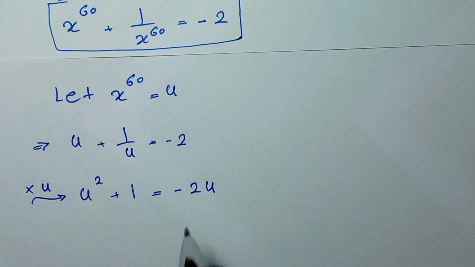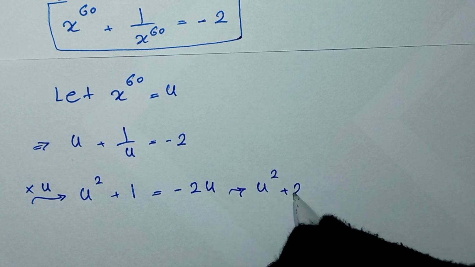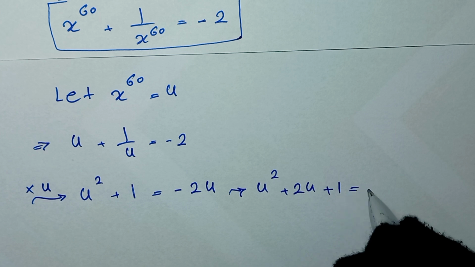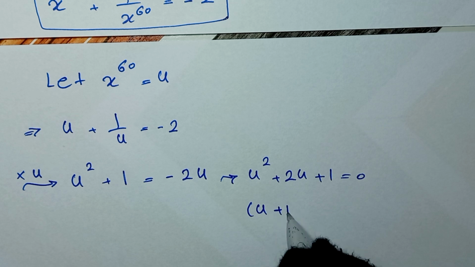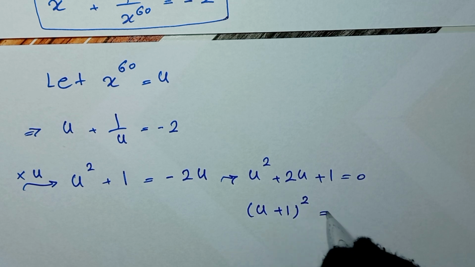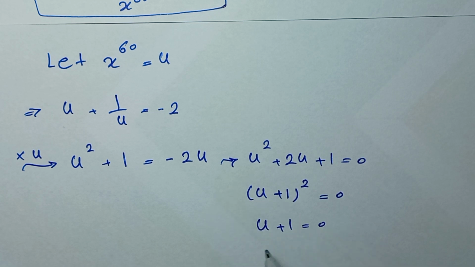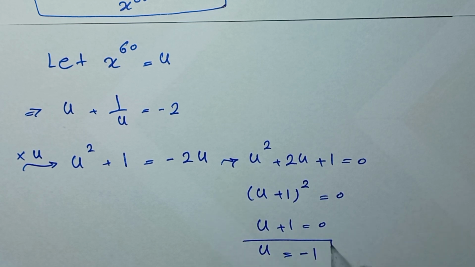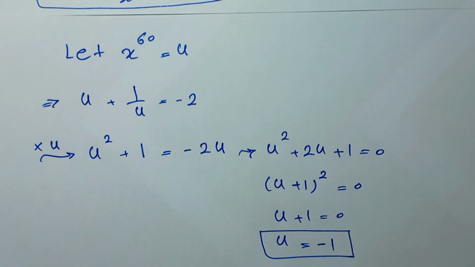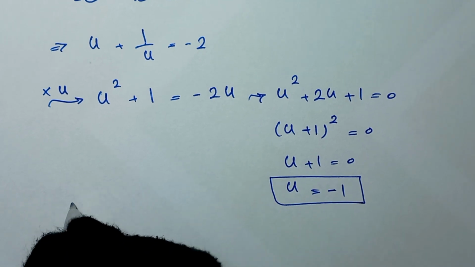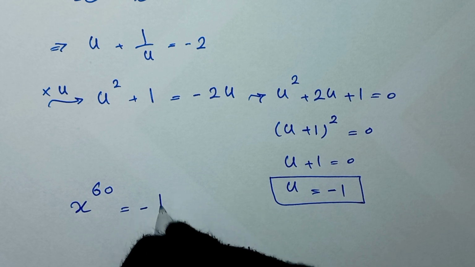And in the next step, we take this to this side, and it will be u square plus 2u plus 1 is equal to 0, right? And this is in the form of u plus 1 to the power of 2, right? Is equal to 0. So from here, u plus 1 is equal to 0, and u is negative 1. And we recall this x to the power of 60 is u. So from here, x to the power of 60 is u, and u is negative 1.